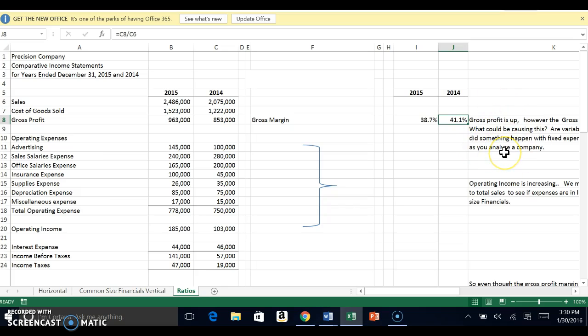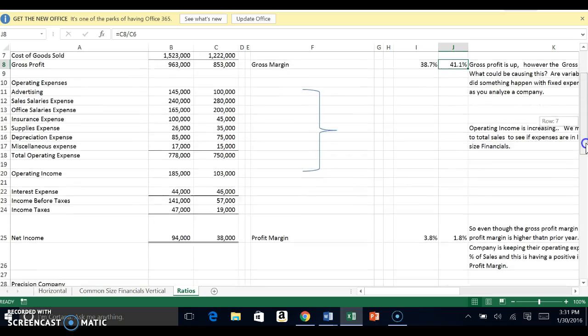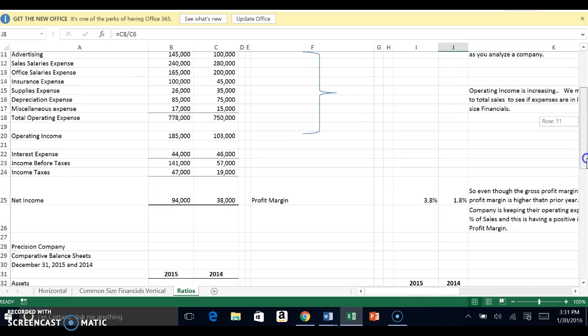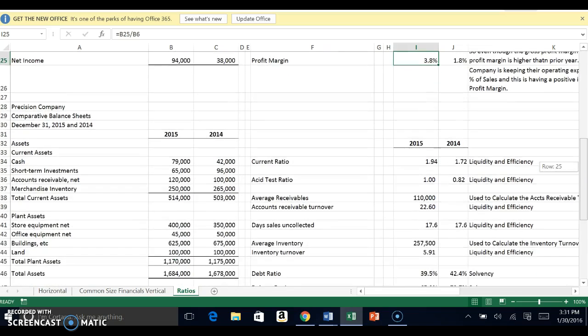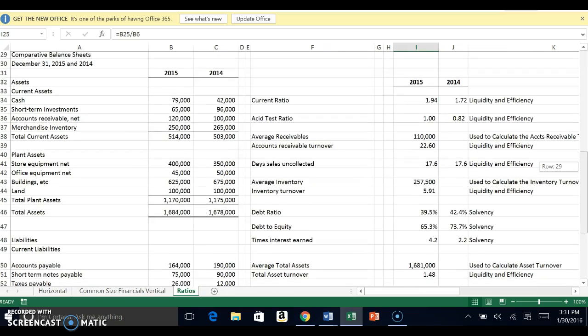So we might ask some questions about what's causing it. Are my operating expenses higher? Are my sales lower? Are my operating expenses as a percentage of sales going up? Those are the kinds of questions that you would ask. And then you have your profit margin. Again, if you wanted to see that formula, you'd see B25 divided by B6, which is your sales.